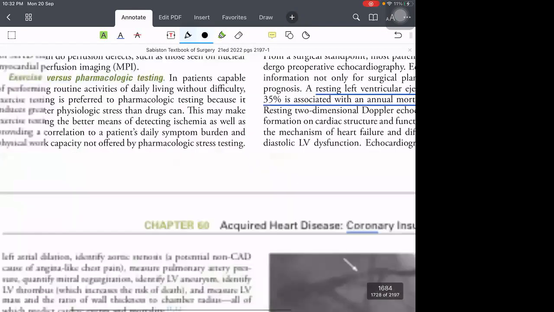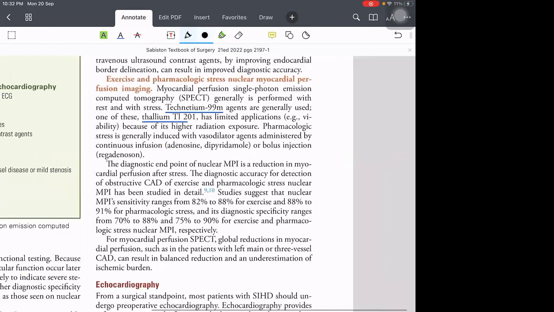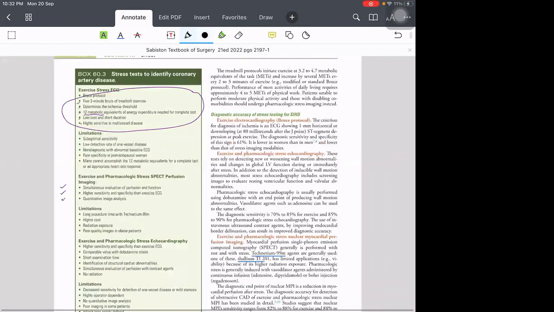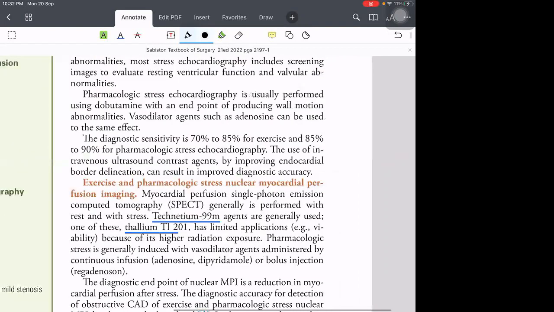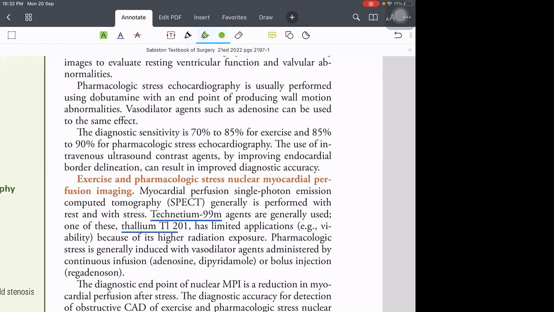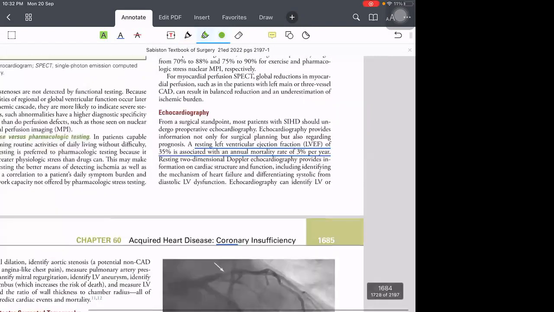We'll go to the surgical related part. Let's come to page number 1684. Here they are telling about the exercise and pharmacological stress nuclear myocardial perfusion imaging. In nuclear medicine they generally use technetium 99m and thallium 201.